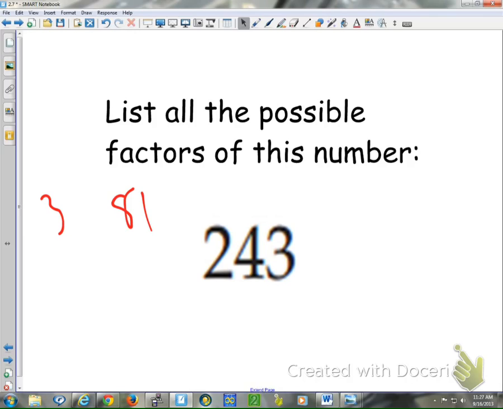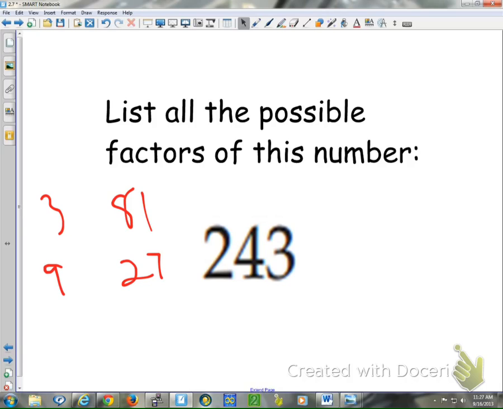And then you try 4 and 5 and 6 and 7 and 8, and you'd finally stop at 9 and see that 9 and 27 are factors, and then you might keep going, and I think that's actually it. Those are all the factors, other than 1 and 243, that multiply to get 243.